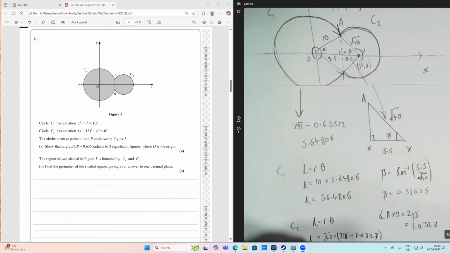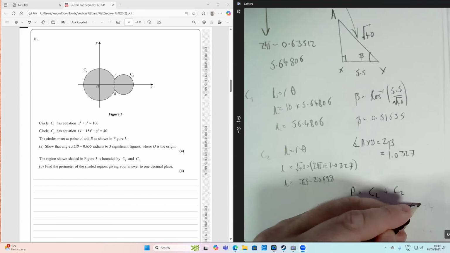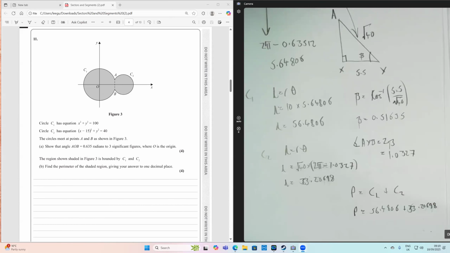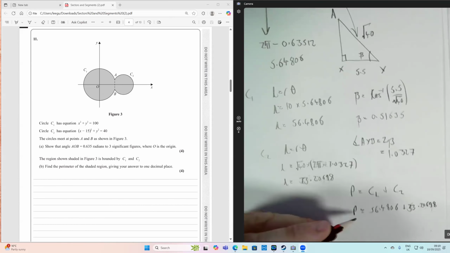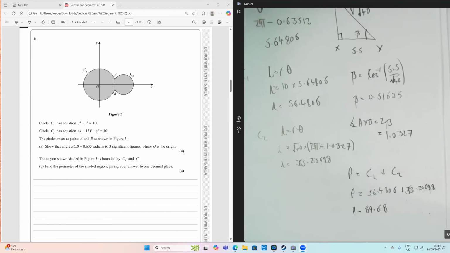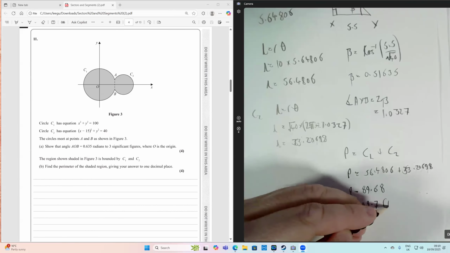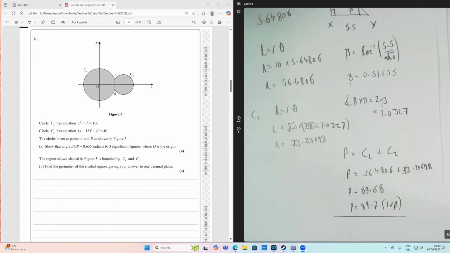Okay, that's giving us 33.2069. That seems a bit better. Let's add that now to our previous length, 56.4806. And that gives us 89.68. So our perimeter is equal to 89.68. The question asks us to give it to 1 decimal place. So our perimeter is 89.7 to 1 decimal place, which is our correct final answer.